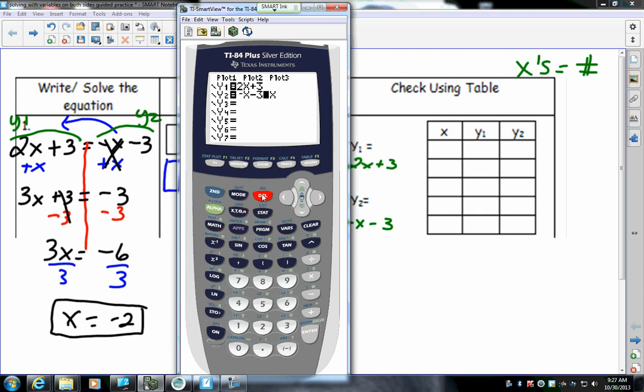Oh, let's see. I've got to erase the rest of this. There we go. Second graph. I believe the answer is negative 2. Now, I'm just going to scroll to where it says negative 2. And you know you're right if y1 and y2 are the same.